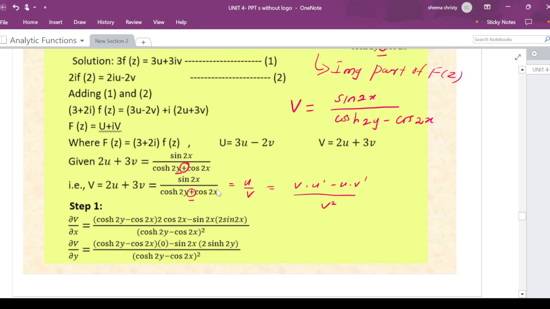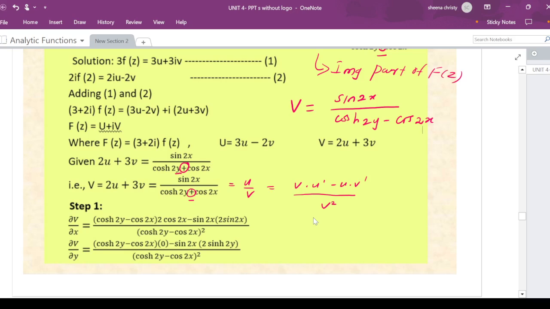Likewise, you have to differentiate V with respect to y. So, v into u', where u' is the differentiation of sin 2x with respect to y. Therefore, it will be a constant, so 0, minus sin 2x into the differentiation of the denominator cosh 2y, which is 2 sinh 2y.